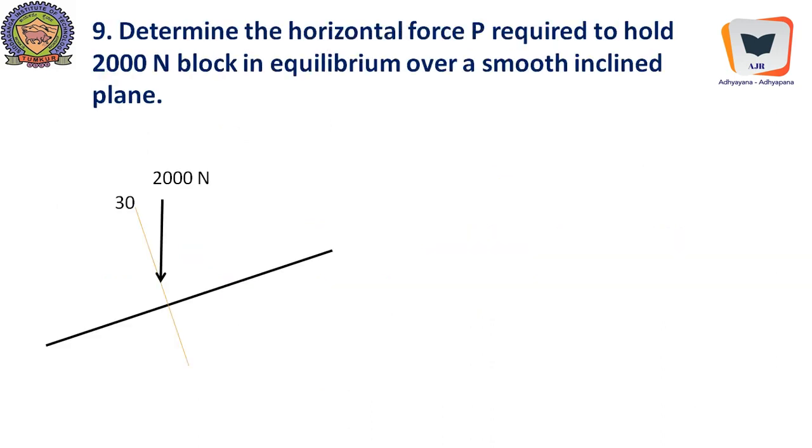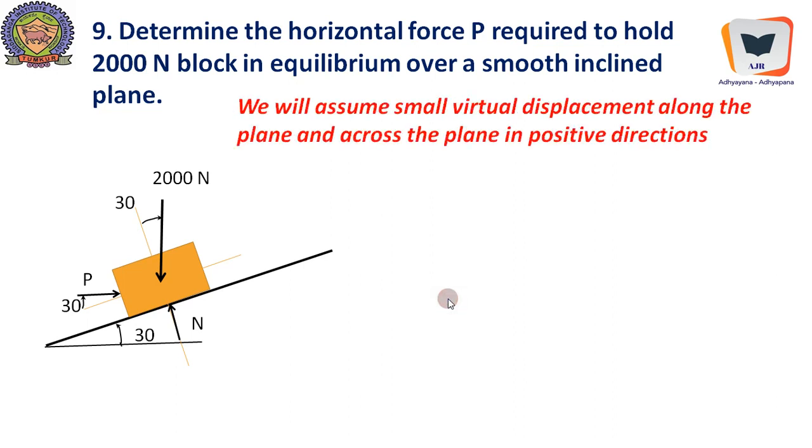The ninth problem comes like this. Determine the horizontal force P required to hold a 2000 Newton block in equilibrium over a smooth inclined plane. Since the inclined plane is very smooth, there is no question of any frictional reaction or frictional force. We will assume a small virtual displacement along the plane and across the plane in positive directions.